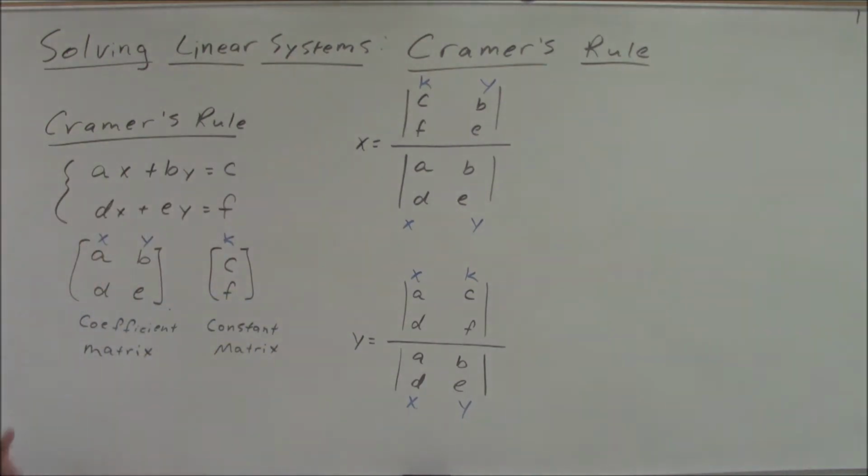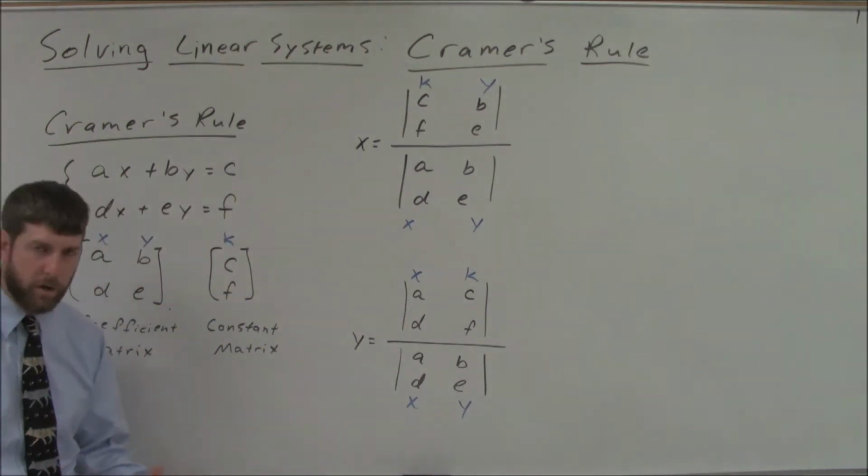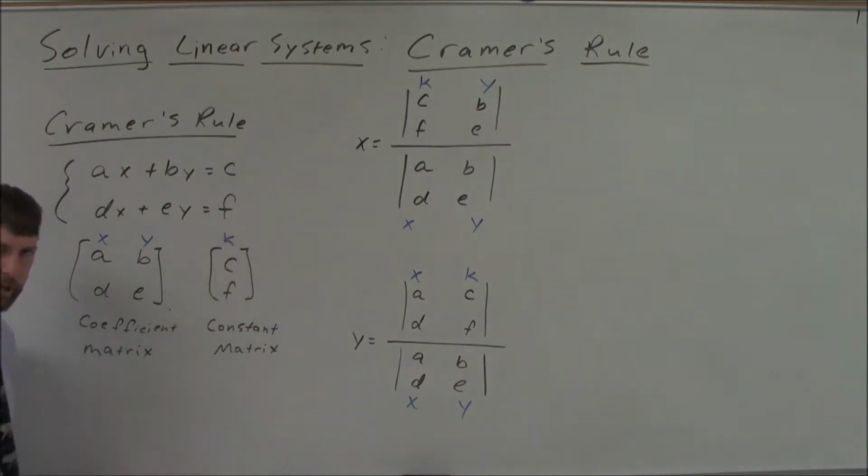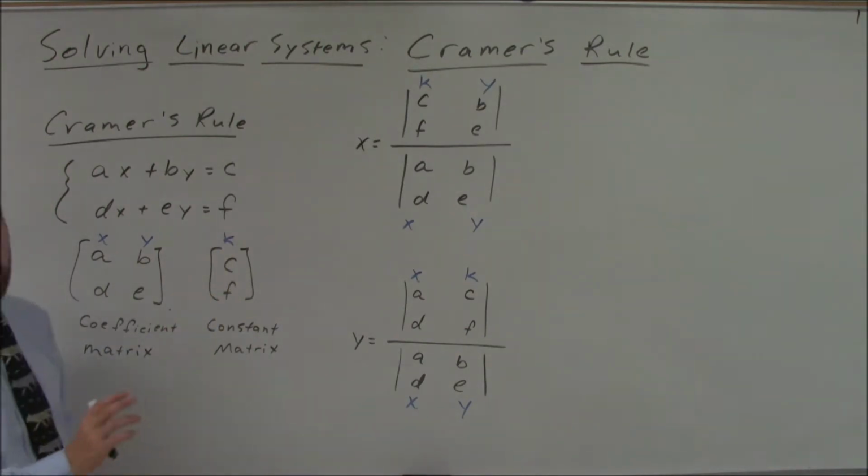Again, with matrices, lots of numbers in there, lots of small calculations. Being organized is key. So I like to label my X column, my Y column, and I'll put a K for the constant column. In math, sometimes we make constants K because we use C for so much other stuff. So X column, Y column, constant column.